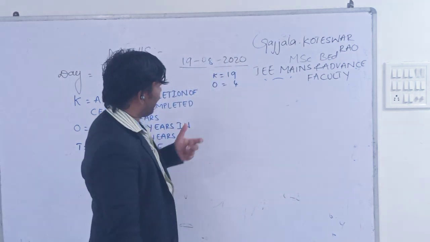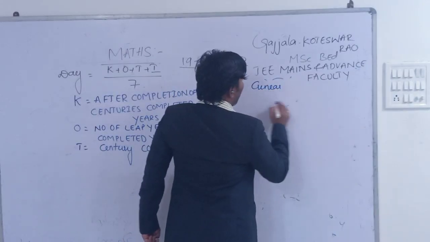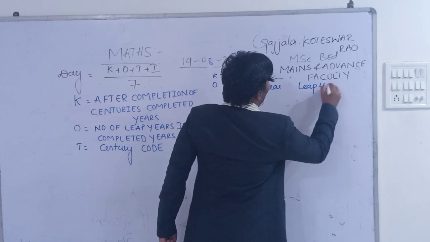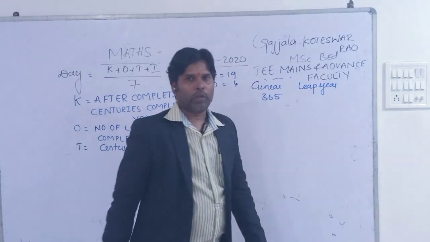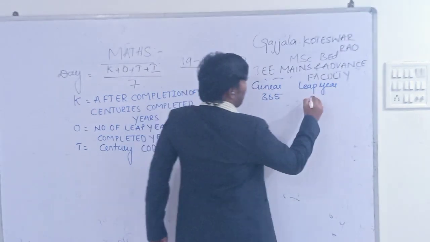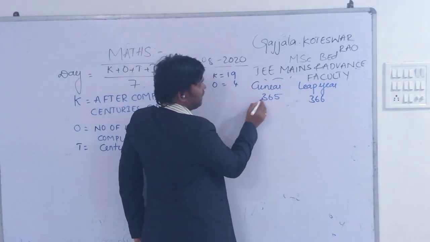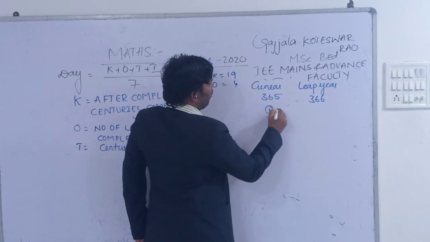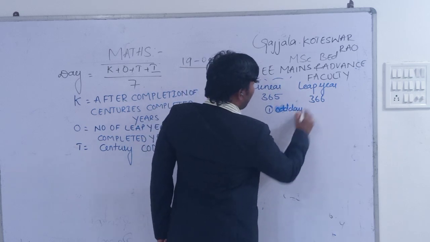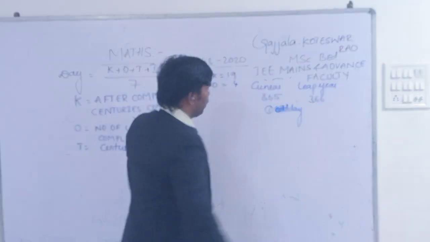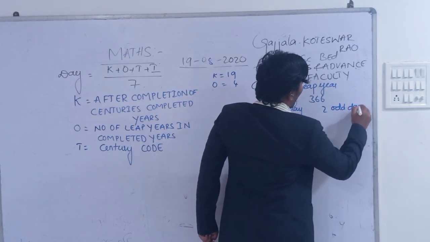So before that, let's look at a general year and a leap year. In a general year, how many days? 365 days. In a leap year, how many days? 366 days. So when 365 is divided by 7, 7 5s are 35, 7 twos are 14, only one odd day remains. And for 366 days, 2 odd days will remain.